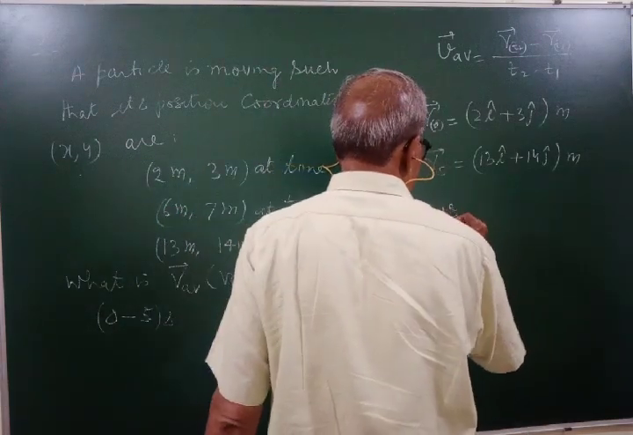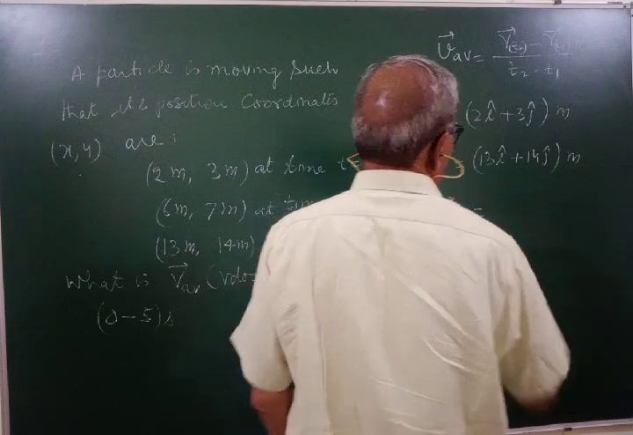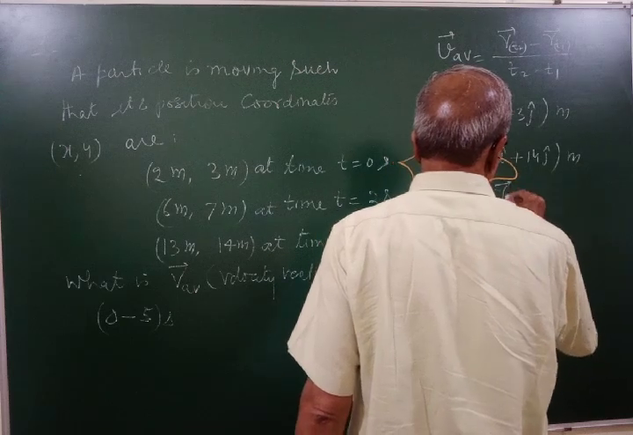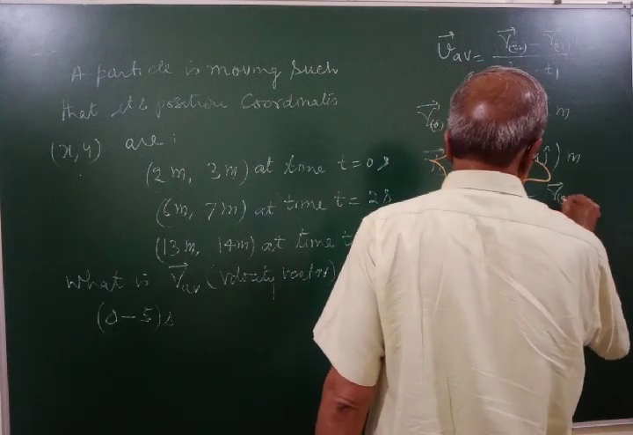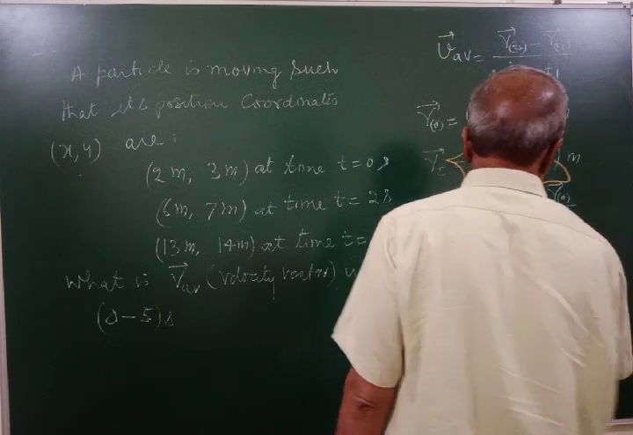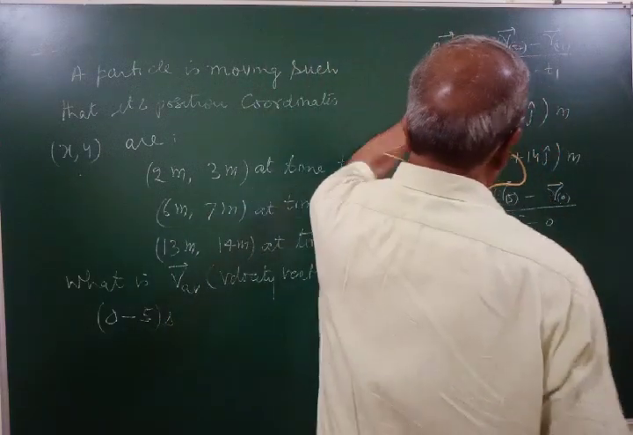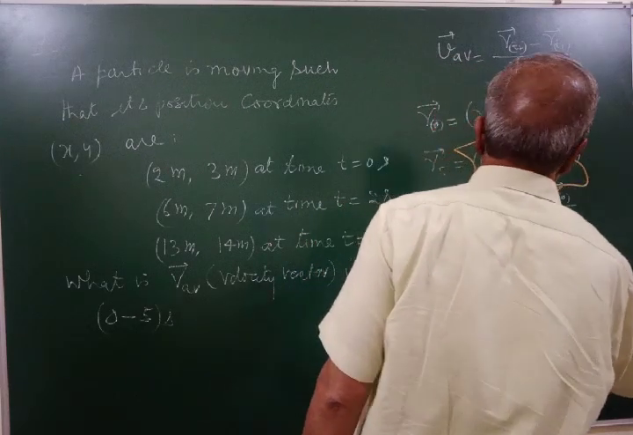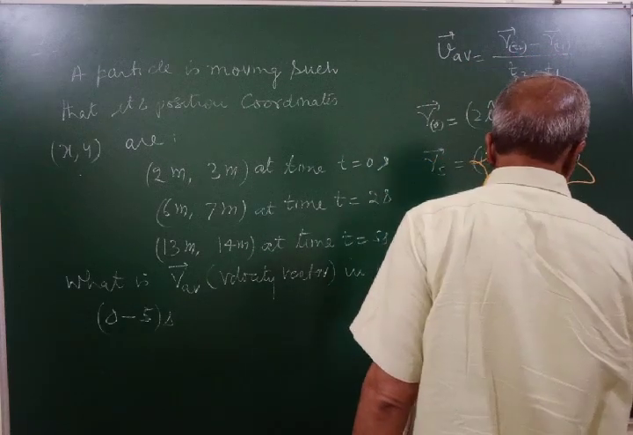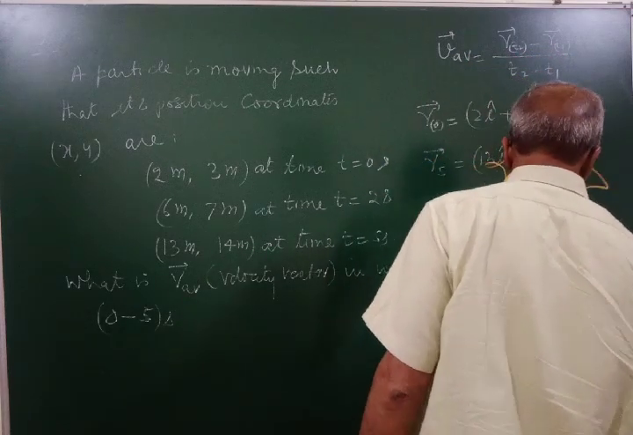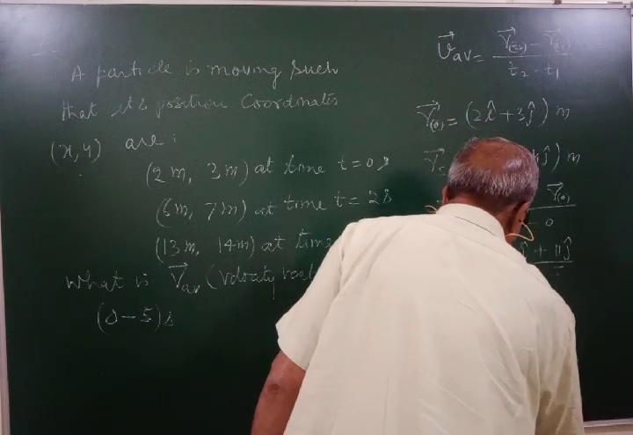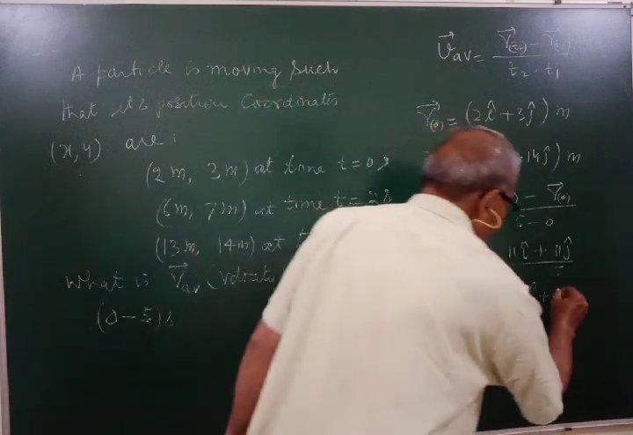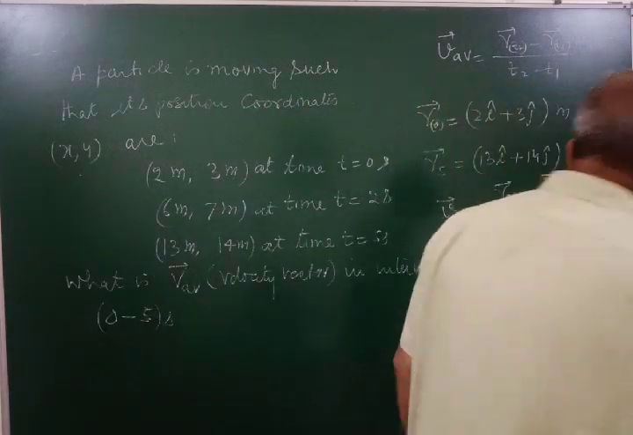So V average, the average velocity vector, equals r5 minus r0 upon 5 minus 0. When you subtract this, you will get 11 i cap plus 11 j cap upon 5. So you can write 11 upon 5 times i cap plus j cap meter per second.